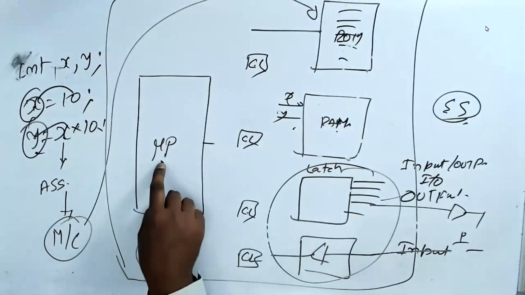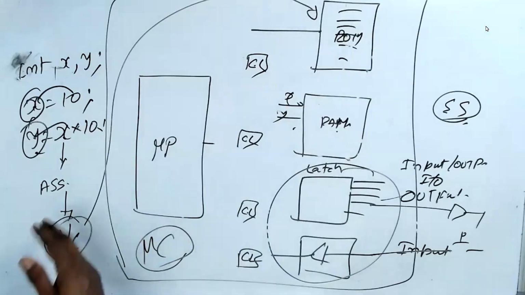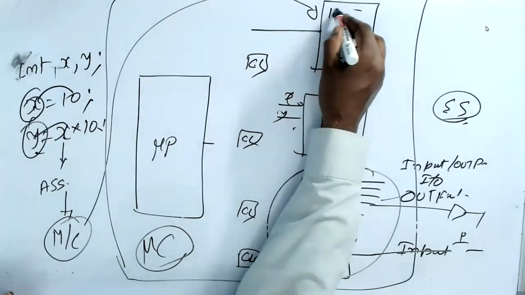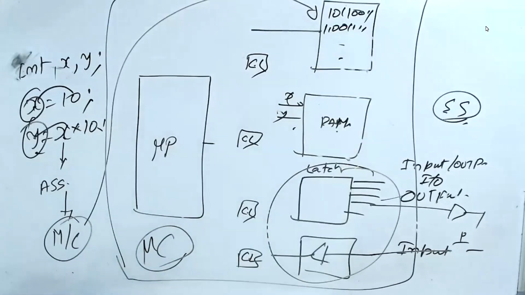Sir, ROM stores the assembly code as a file, right? No, sorry. ROM never stores assembly code. ROM stores only machine code, binary code. It stores only 10110011, 11001111. It does not store assembly code.